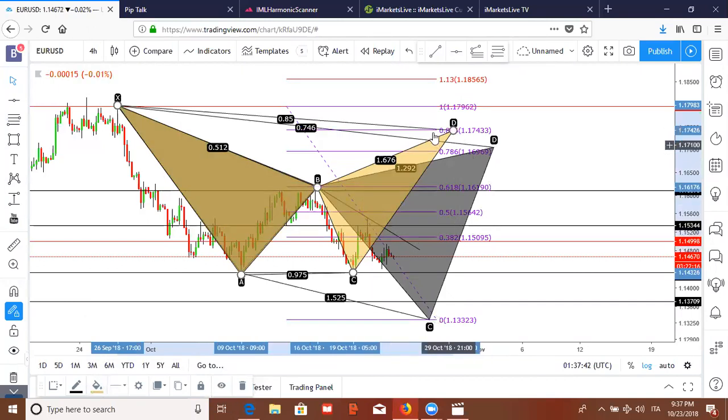Either way, if price pushes up to this area, I'll still be looking for a selling opportunity as long as these levels respect each other.